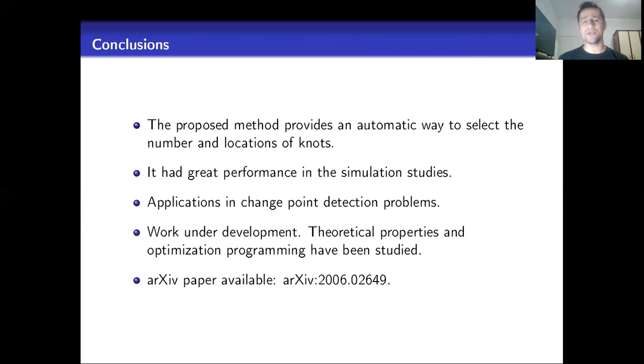So as a conclusion, we proposed a method that provides a completely automatic way to determine the number and location of knots in spline regression and extensions, for example, B-splines, natural splines. Our method had great performance in the simulation studies and could be applied in change point detection problems as, for example, the daily number of infected of COVID-19.